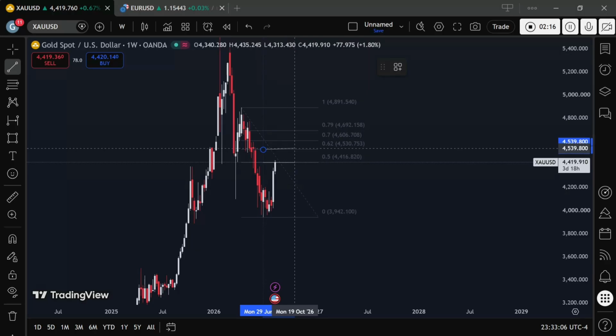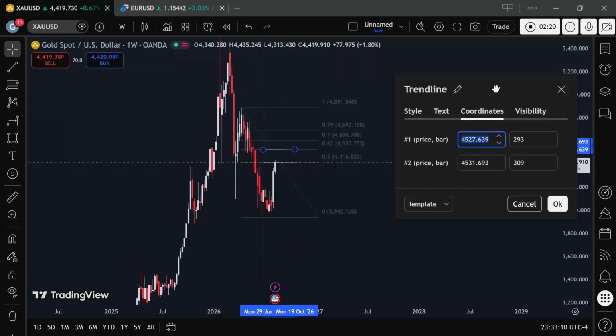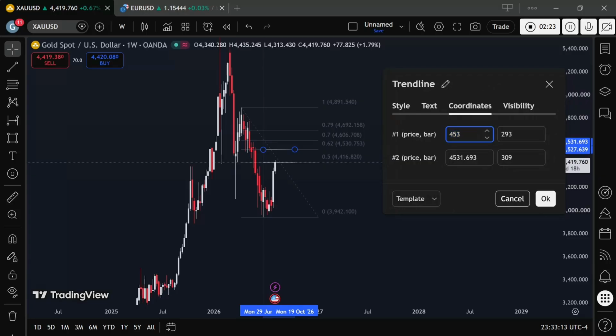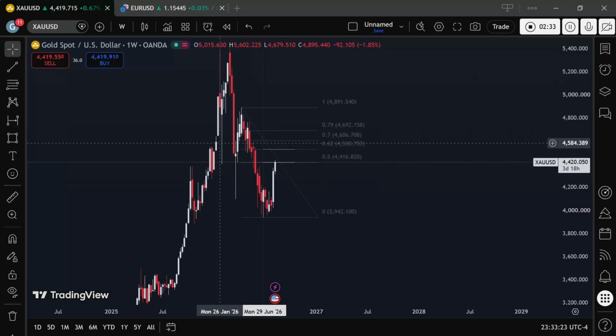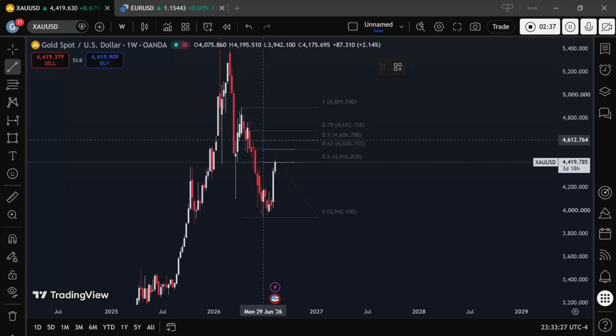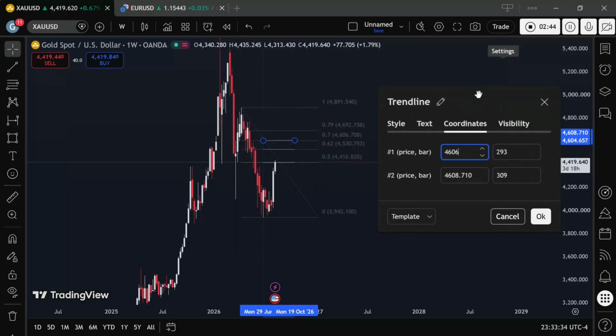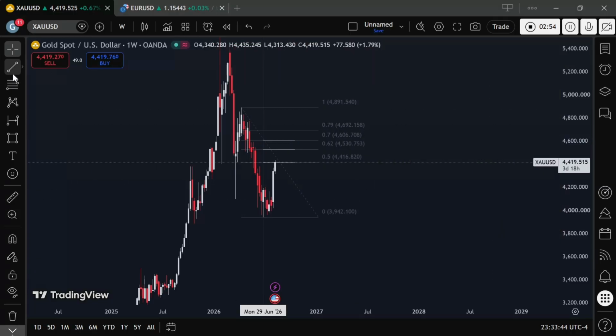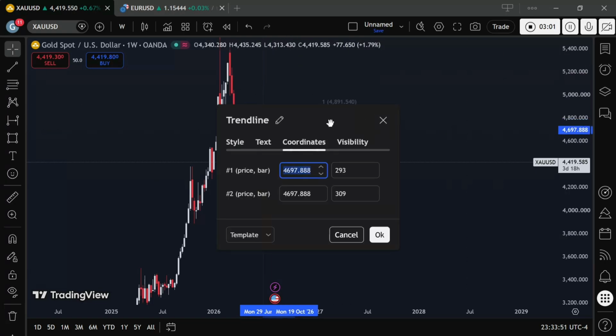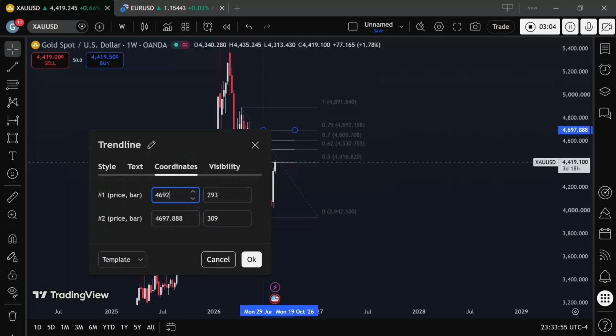Using our Fibonacci will help us find our OTE levels: 4530, the support and resistance levels, 0.7, 4606, 0.708, and finally the last level, 4692.158.